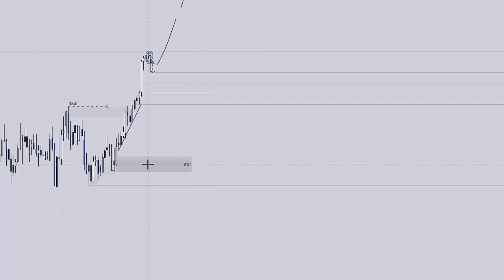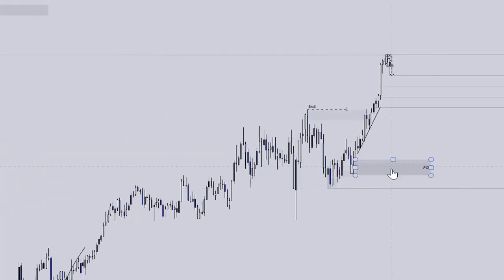So this is my weekly time frame's demand zone where I am looking at price to sell down to and then mitigate. Then I start looking for my lower time frame confirmation.